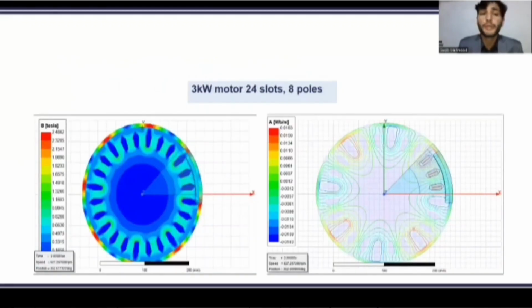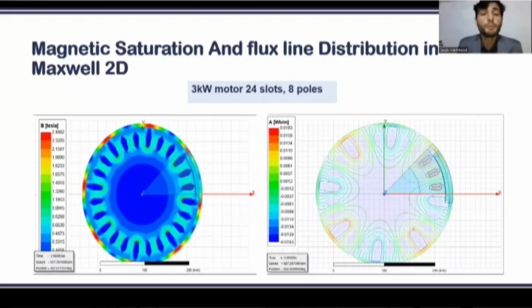This is the magnetic saturation and flux line distribution. So the magnetic saturation of this model goes as high as 2.48 Tesla, due to which there is very much heat dissipation in the winding of the motor, as a high rotating magnetic field is produced. So we need to have a proper heat dissipation mechanism for this model. And from the flux line distribution, we can see that the flux is uniformly distributed and is moving through the stator and the rotor steel part.